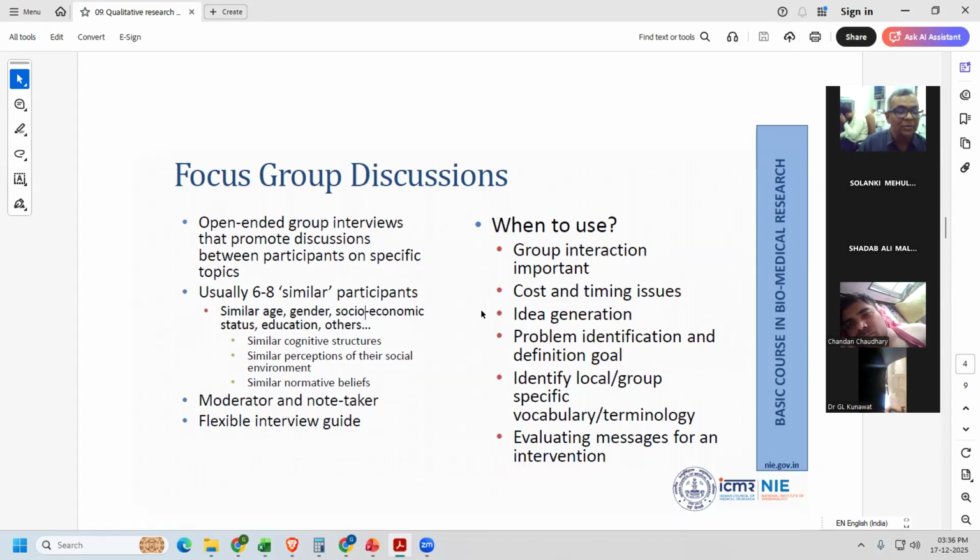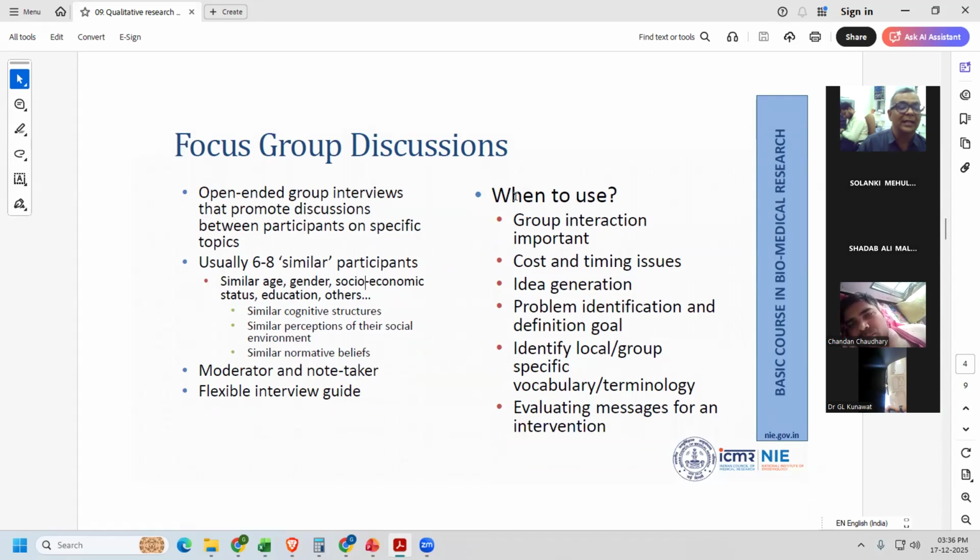Now, when to use it? When group interaction is important, you can use it. For cost and timing issues: if I have to go here and there multiple times, rather I can ask everybody to come to one place and do the interview. When you want to do idea generation, at that time also you can go for a focus group discussion. Then for problem identification and defining the goal. Identifying the local or group specific vocabulary or terminology.